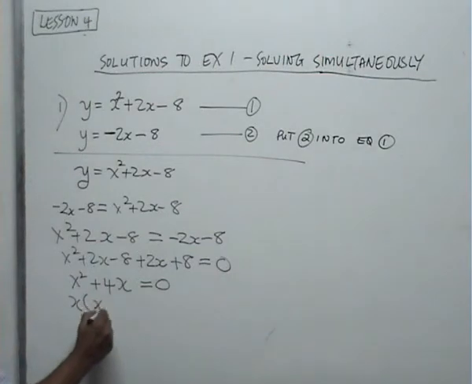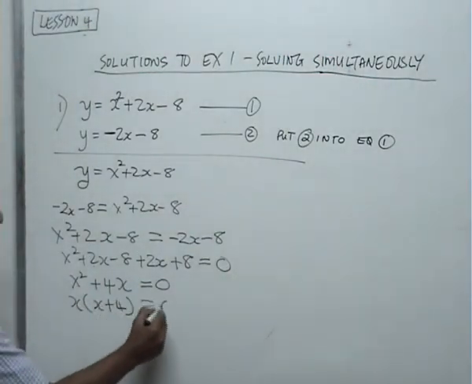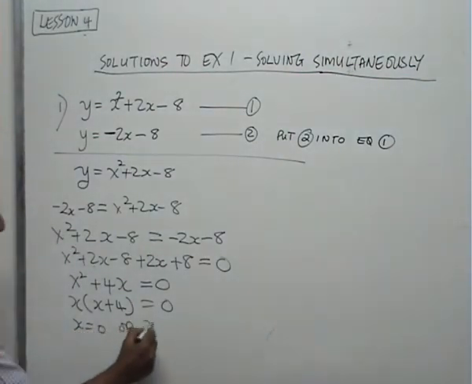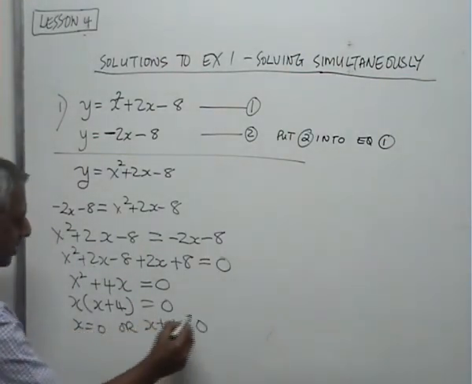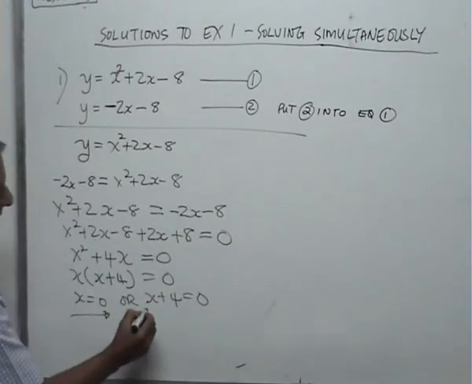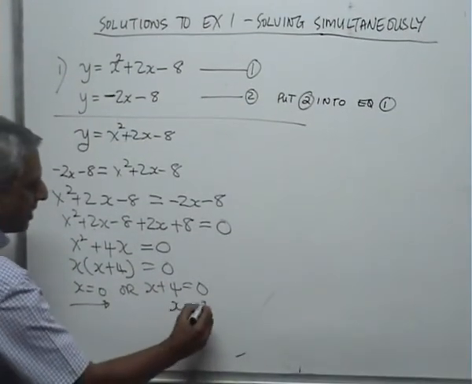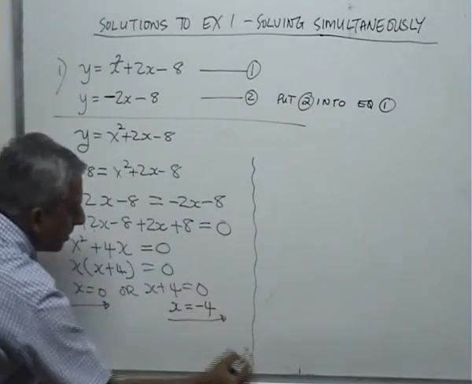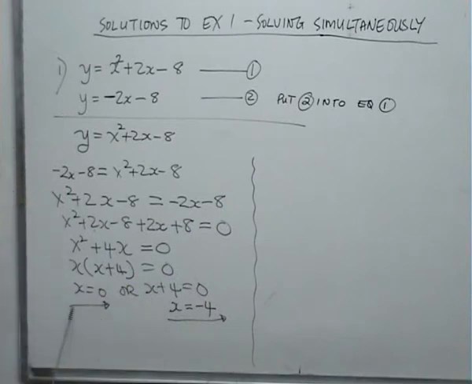Remove common factor x. X into x plus 4 is equal to 0. X is equal to 0, or x plus 4 is equal to 0. That is solved already, and this says x is equal to minus 4. Now we move on to the next step. We found the 2 values for x. We've got to find the 2 values for y. Now we're going to move across to find the 2 values for y.